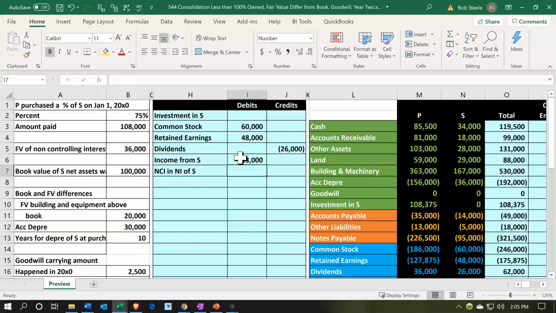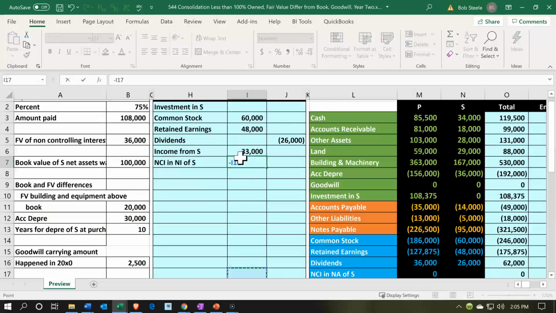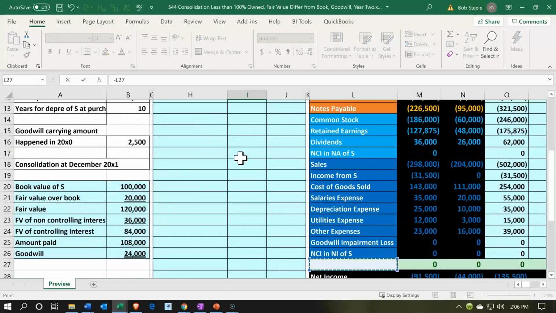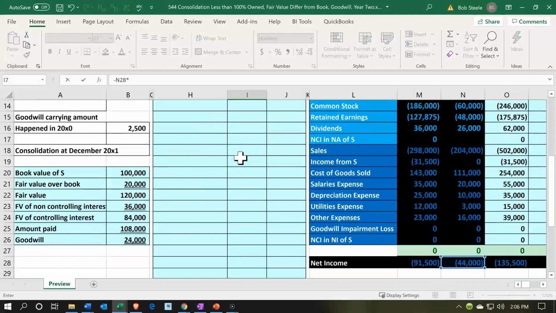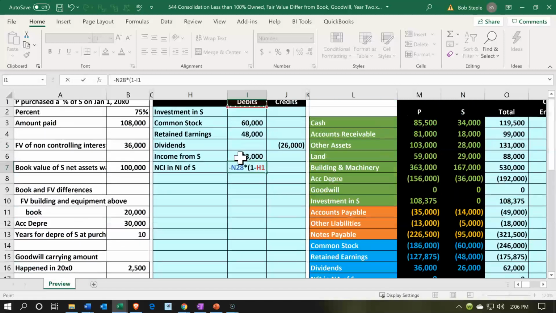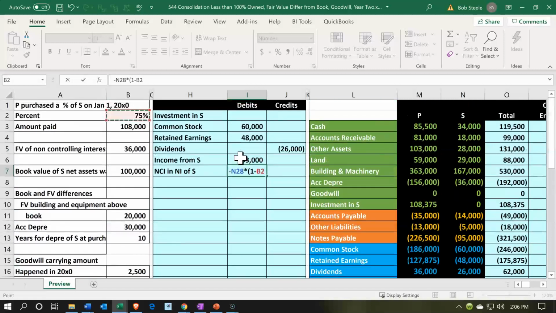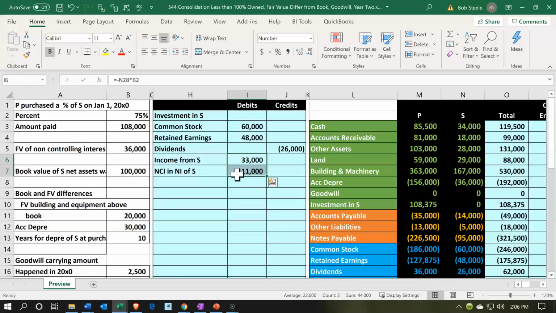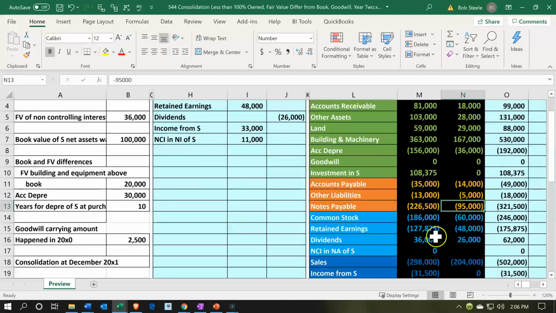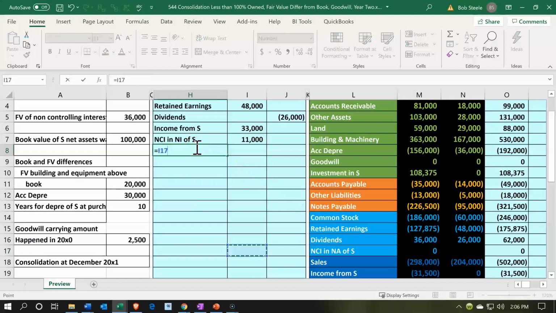So the non-controlling interest on the net income, I could say, well, this must be then negative of this amount down below, the 44 times, and I'm just going to do it with a formula, brackets 1 minus the 75, which would be the 25, the non-controlling interest portion. And so that's the 11. And then, of course, the sum of those two would add up to the 44. And then I've got this amount here, which is going to represent the non-controlling interest of basically balance sheet accounts. So I'm going to say, all right, that's going to be equal to the non-controlling interest.